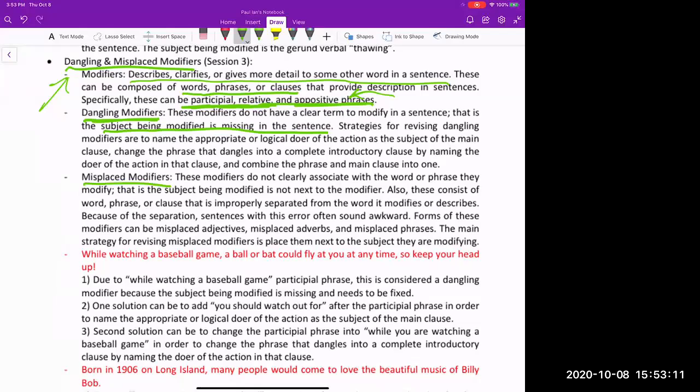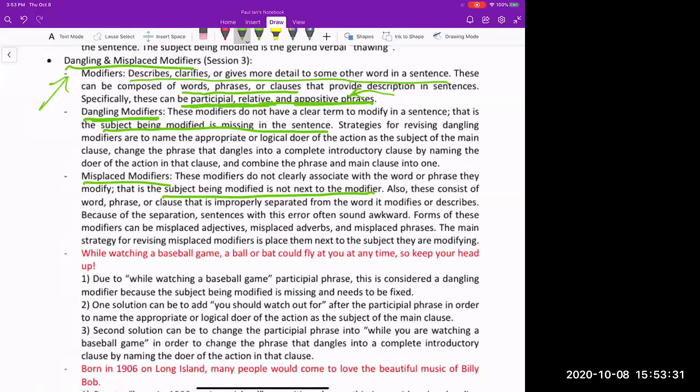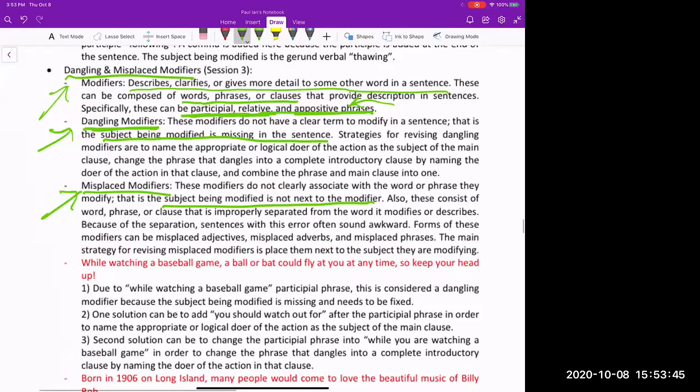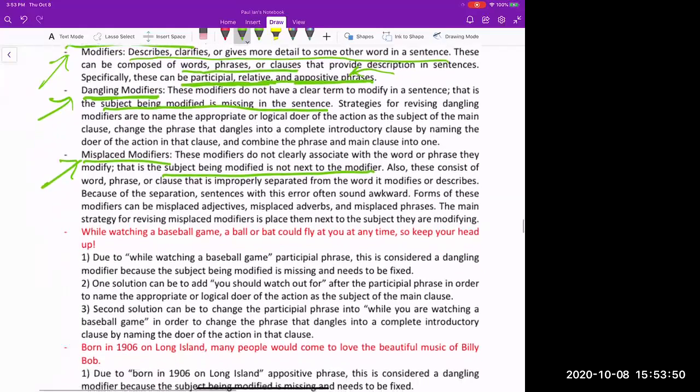And then for the misplaced modifier, that's why it's misplaced, because the subject is there, but the modifier is not next to the subject. So if it's not next to it, the solution is put it next to it. Put the participial, the appositive, whatever modifier next to the subject. Dangling, the subject isn't there, so you need to add it. That's the difference between those two. Essentially, what you want to do is have a subject in these modifiers, because what are you modifying if there's no subject, right?